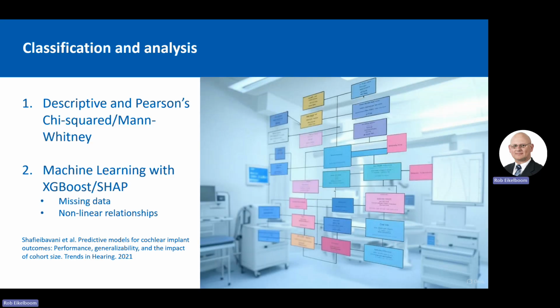We used two ways to analyze them. First of all, with descriptive statistics and Pearson's chi-squared or Mann-Whitney, depending on the variable. And then we used XGBoost as a machine learning algorithm, and then SHAP values to help with the interpretation. There was a lot of missing data, and that's ideal for machine learning applications, and they also deal really well with nonlinear relationships.